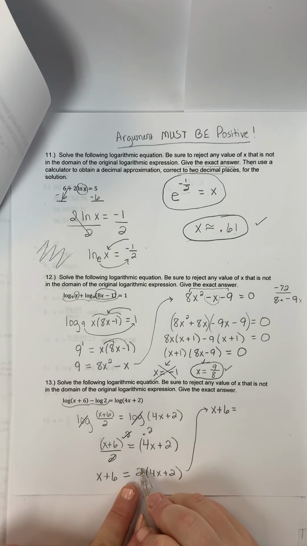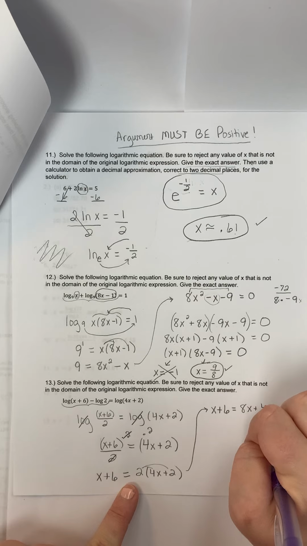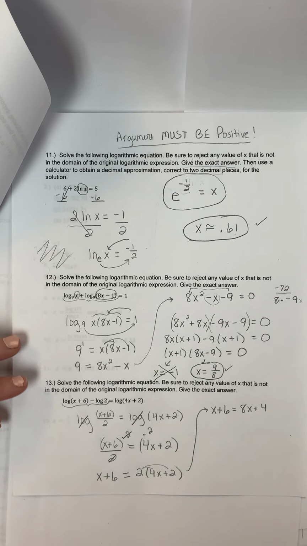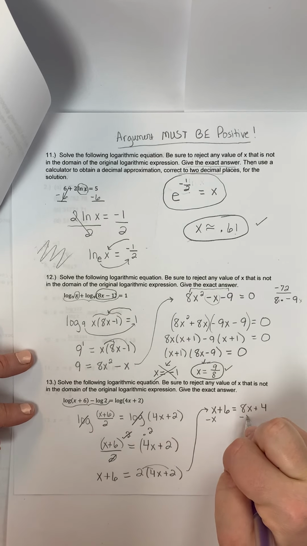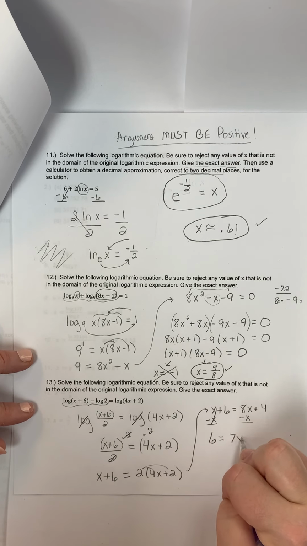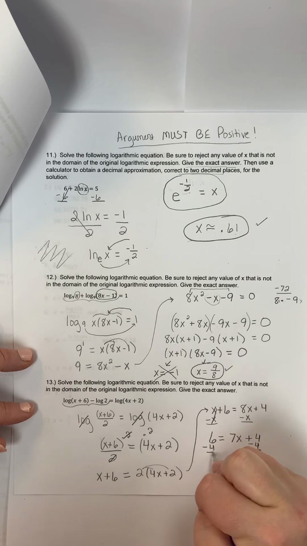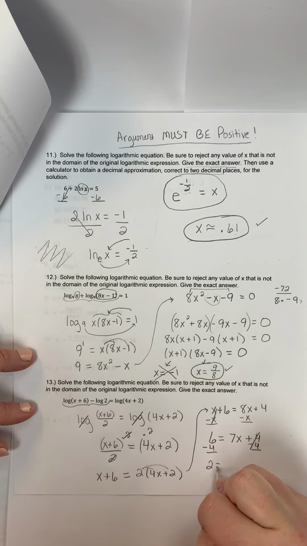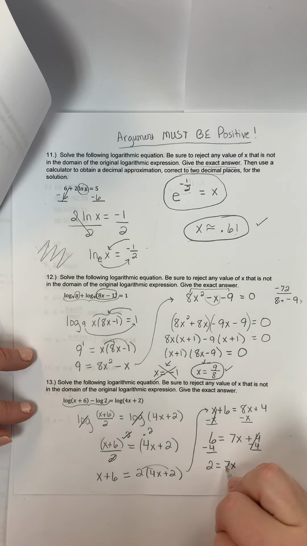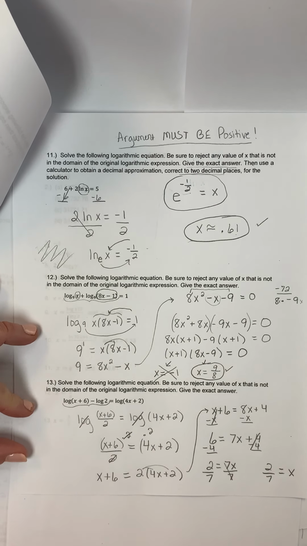I'm going to take this 2 and I'm going to distribute it through that parenthesis. And now I'm just going to solve. I'm going to subtract x. I get 6 equals 7x plus 4. I'm going to subtract 4. I get 2 equals 7x. I'm going to divide by 7. And my answer appears to be 2/7.